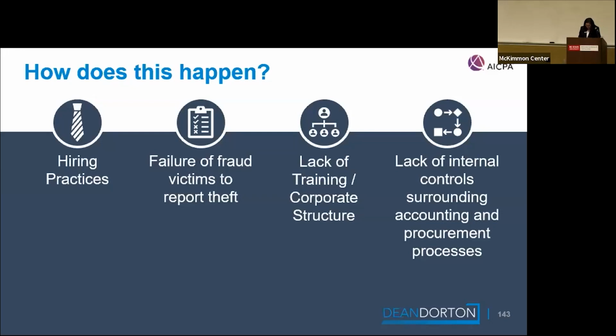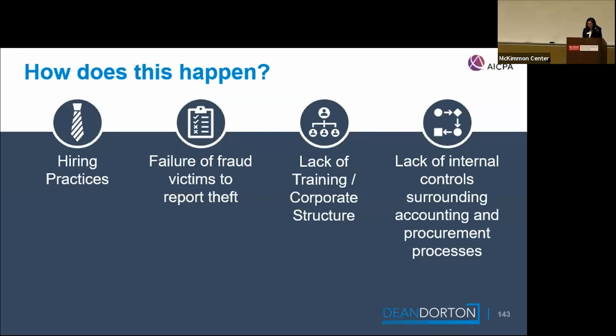Lack of training in the corporate culture. This is just that people don't know what to do or what's right or what's wrong. There really should be no doubt at your organization about the appropriate use of funds. And there should be no doubt about how to report it if something is going on.